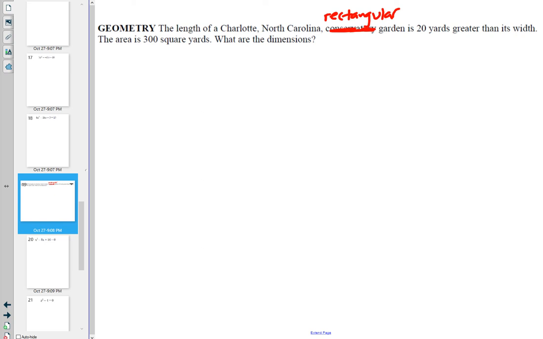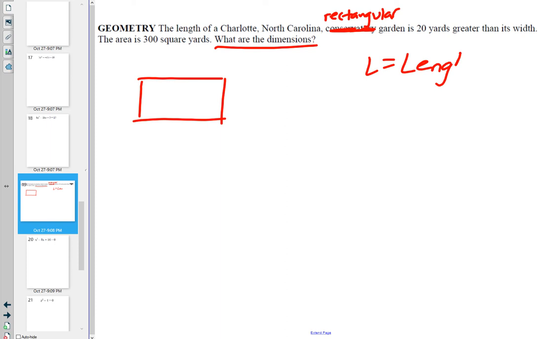The great thing about this problem is that it mixes what we're doing now, quadratics, with systems. Look at the question. What are we looking for? The dimensions. If this is a rectangle, what are the dimensions of a rectangle called? Length and width. Now, this has area in it. They tell you that the area is 300 yards. Normally, what's the area of a rectangle? Length times width.